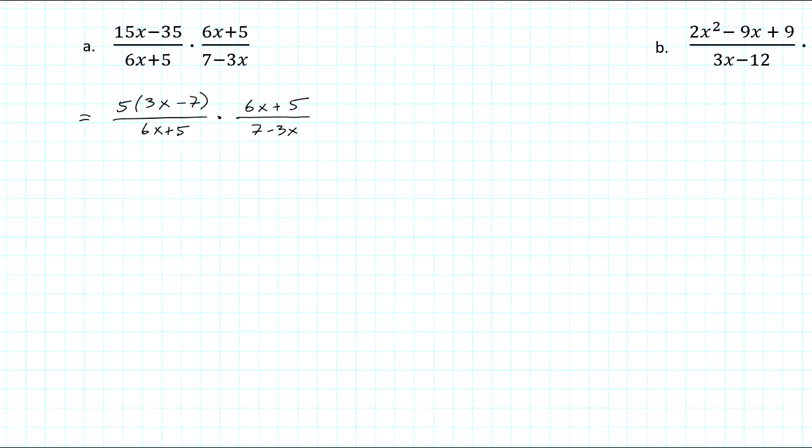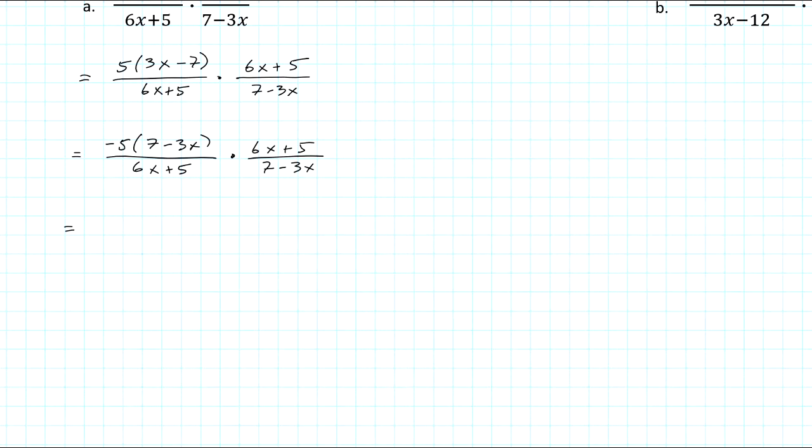Now, I could cancel right now, but I'm going to save all the canceling for the next step. I'm going to notice that the 3x minus 7 and the 7 minus 3x are the same but opposite signs. So if I pull a negative out of the top left to make that a minus 5, then this will be a 7 minus 3x inside there, over 6x plus 5 times 6x plus 5 over 7 minus 3x. Now we can go ahead and cancel. So we cancel the 7 minus 3x's, the 6x plus 5's, and we're left with just a minus 5.